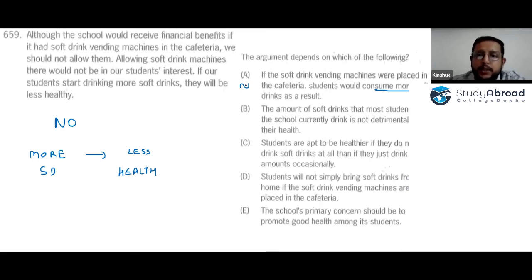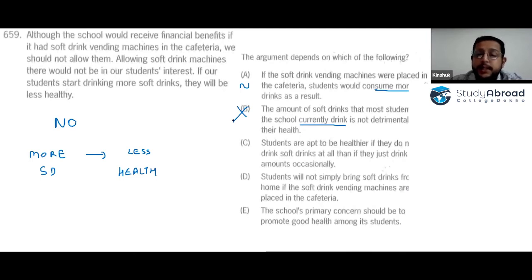Now let us look at answer choice B. It says the amount of soft drinks that most students at the school currently drink is not detrimental to their health. So we are not talking about currently drinking. The author says that if we install these vending machines, students will drink more, and if they drink more, then it will be less healthy. They are not concerned about the current status of consuming soft drinks. Is it detrimental or not? They are not concerned with that. So no, answer choice B will not be the right answer.